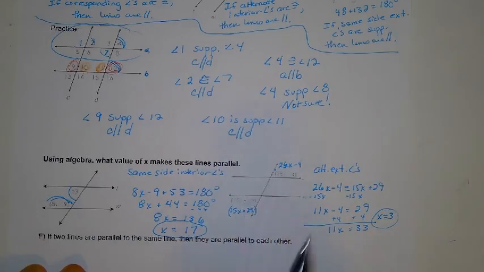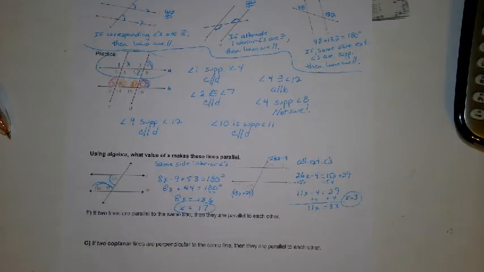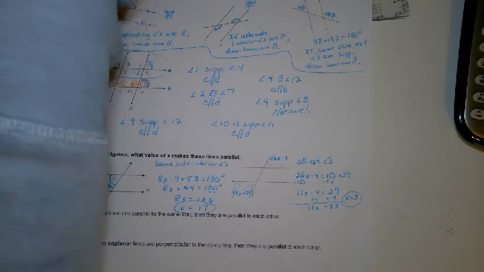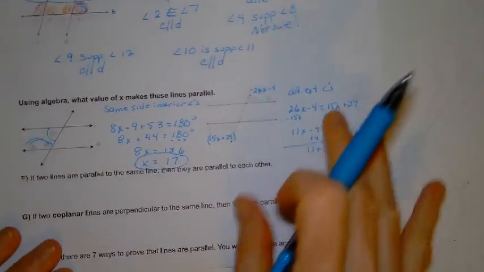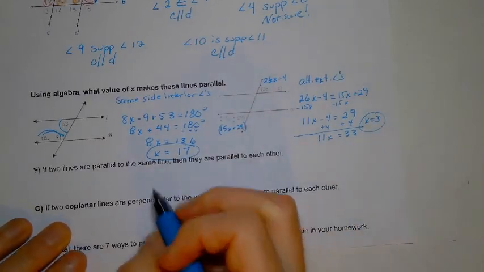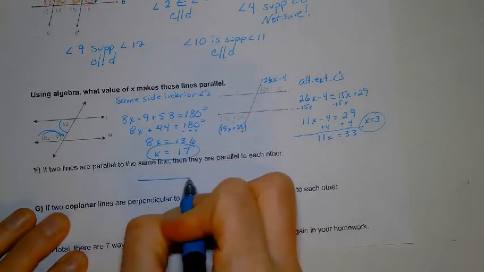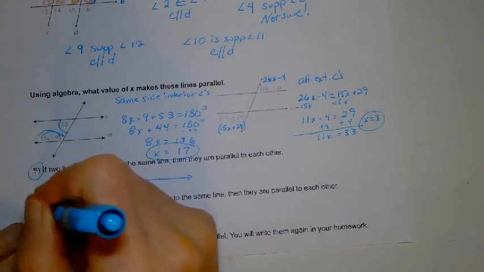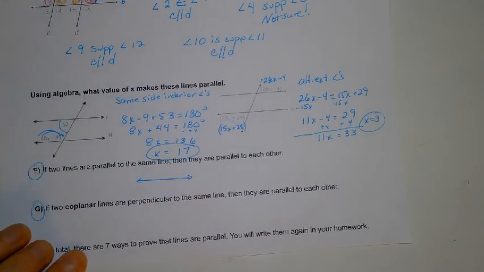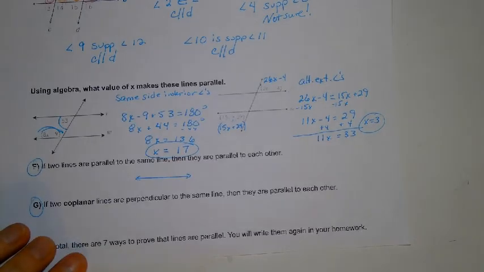All right. There's just two other ways to prove that lines are parallel. Let's draw a line. And this theorem right here, F and G, there's two other ways. So there's 7 ways to make lines be parallel, okay? If two lines are parallel to the same line, then they are parallel to each other.